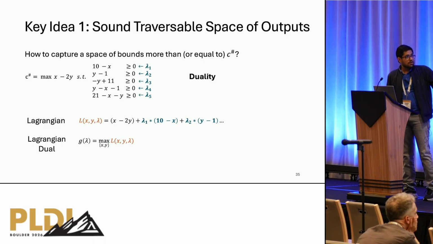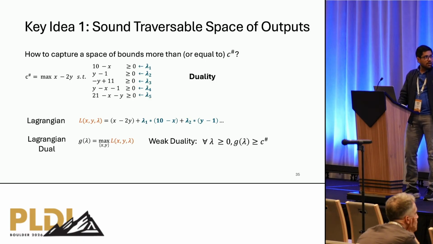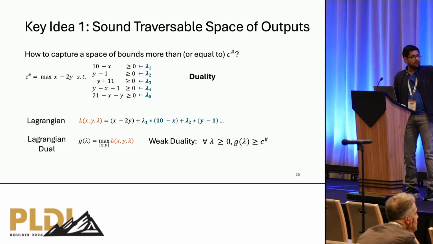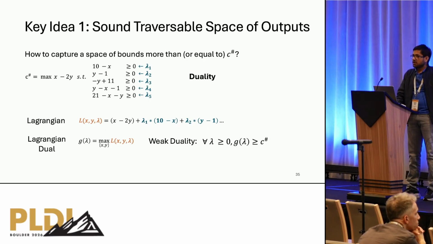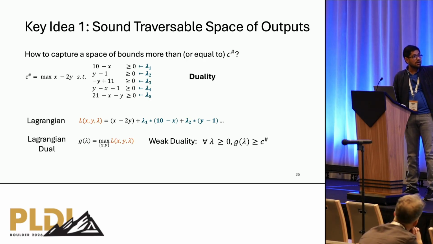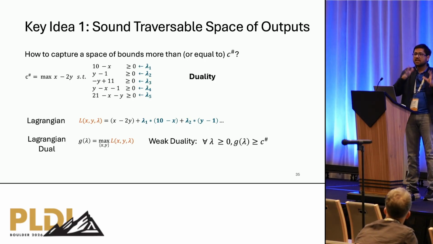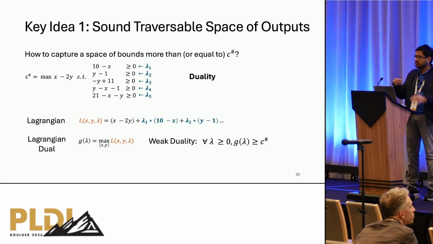And the Lagrangian dual is the maximization of the Lagrangian. All this gives us this property that for all positive multipliers, this G lambda is greater than or equal to C prime. So using this, we have a sense of how we can capture this space of bounds, which is greater than C sharp.